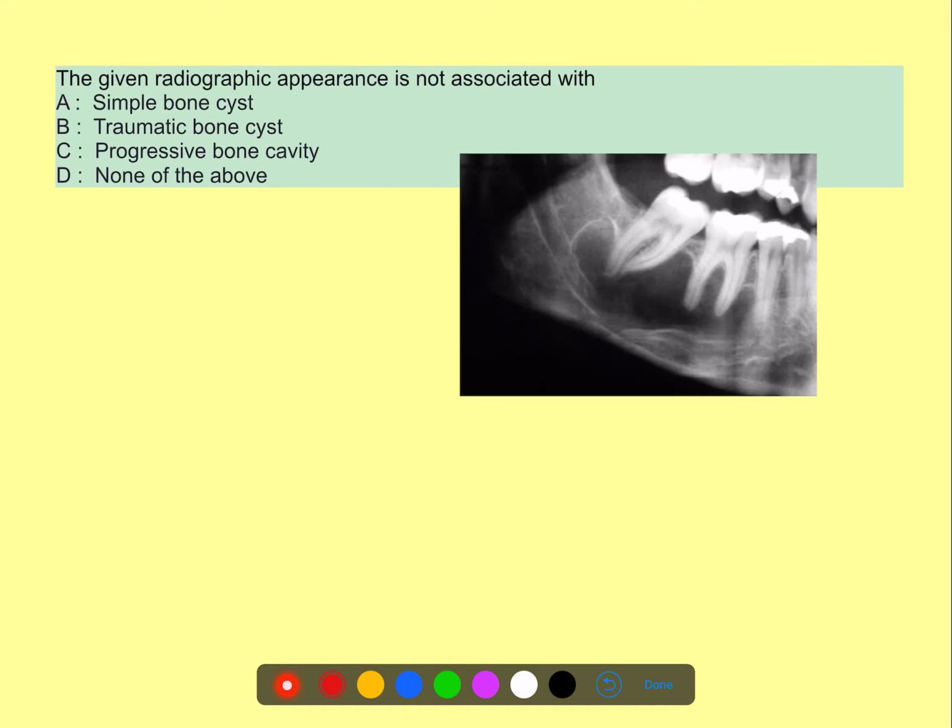The given radiographic appearance is not associated with, and this question is very tricky. If you go into the options, all the three options are the same. Simple bone cyst is also called a traumatic bone cyst or a progressive bone cyst. And for all of these, the radiographic presentation may be a unilocular radiolucency. So these three are associated with this type of radiolucency. Then you can select the answer that is none of the above. Option D.